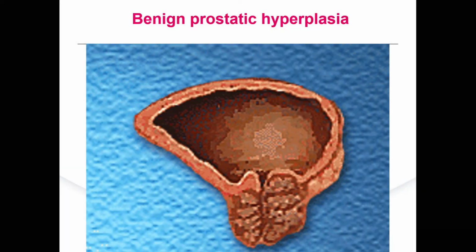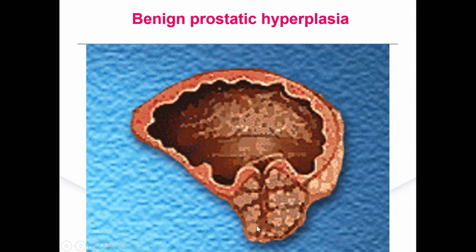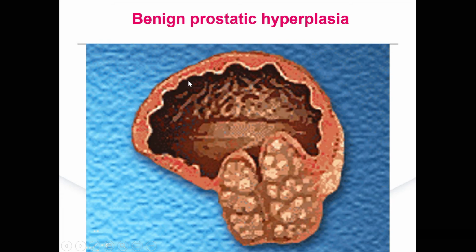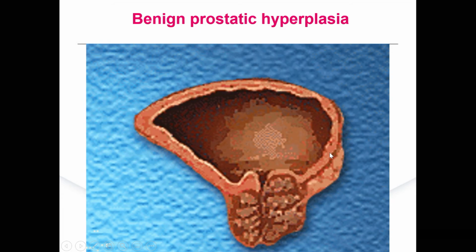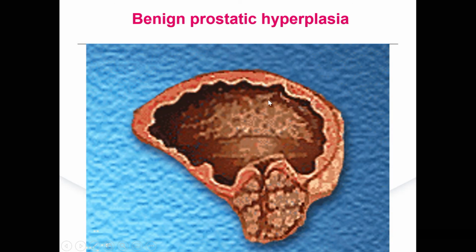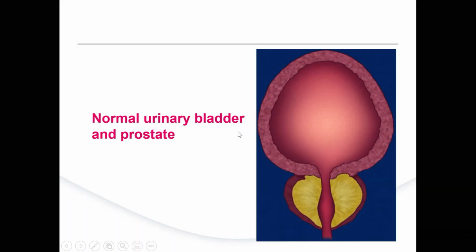So here is the benign prostatic hyperplasia and how it changes the size of the prostate gland, and you can also see the size of the mucous layer of the urinary bladder, and also the internal view of the urinary bladder with lots of hypertrophic changes in the mucous layer. So here looks like the normal urinary bladder and the prostate gland. We can see the smooth shape of the mucosa and also the not so big size of the prostate gland.